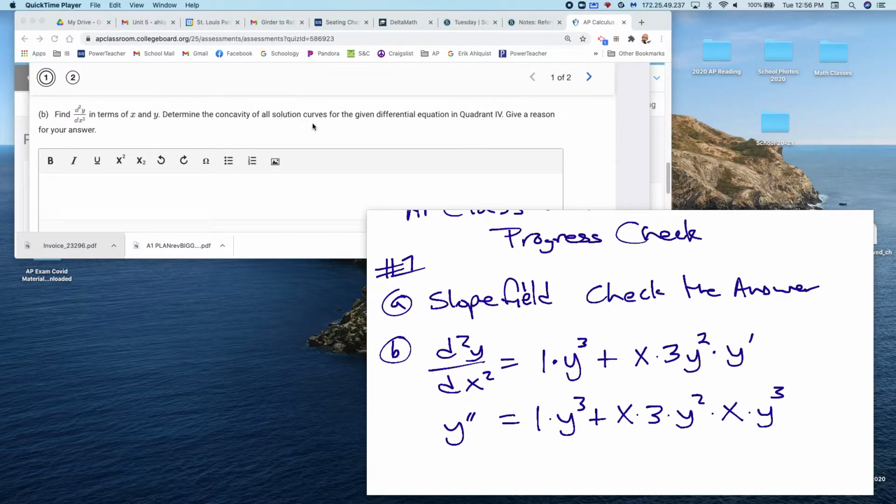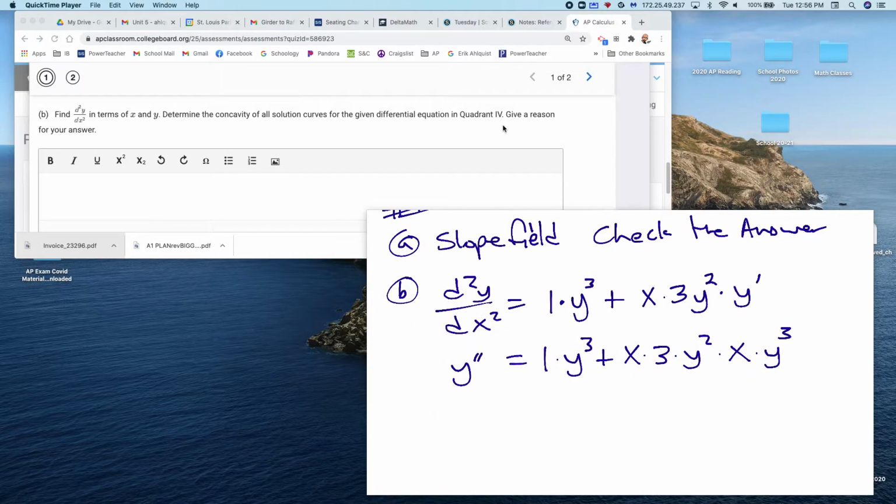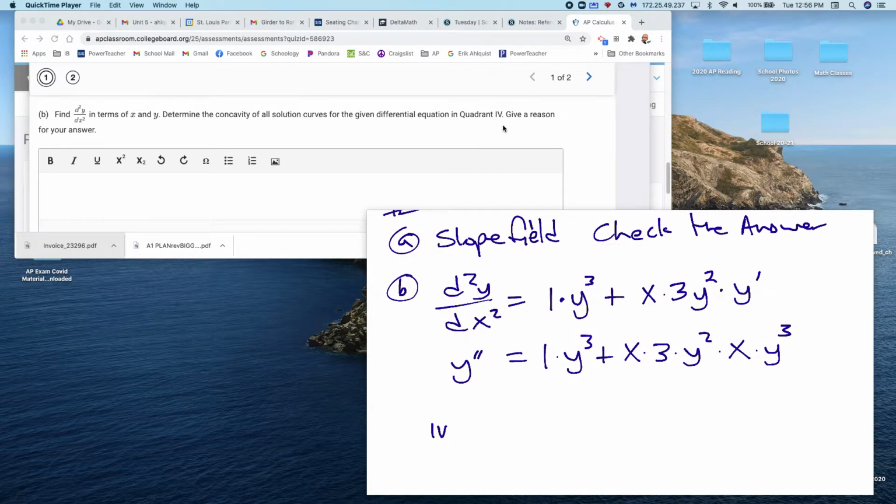Determine the concavity of all curves of the differential equation in the fourth quadrant. So what you have to realize is in the fourth quadrant, x is greater than 0, but y is less than 0. So we have to think about what happens when x is greater than 0 and y is less than 0. What are we going to get out of this?